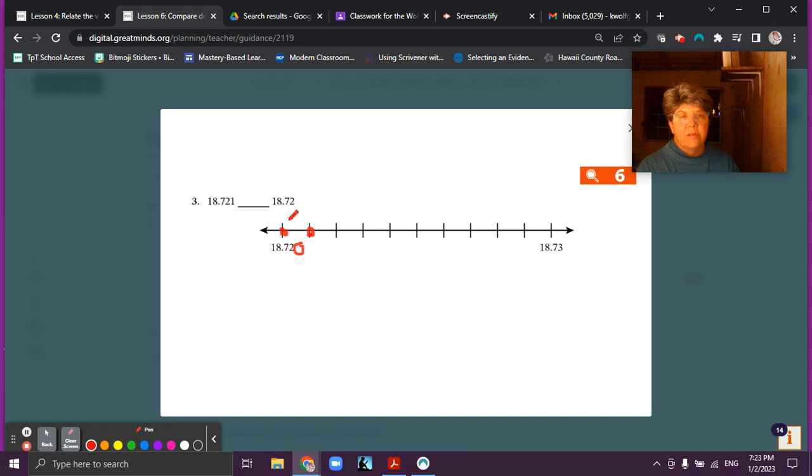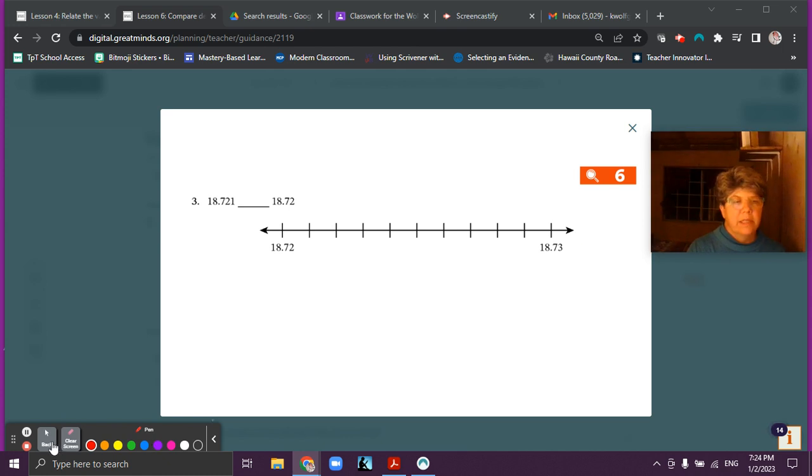So we can see that this one is smaller. So you can see that if you have 3 digits, you can add a 0 on here so that you can compare all of your digits from left to right that are the same. The other thing you can do is write them above each other so that you can compare them. We see the 1, the 8, the 7, the 2, and then a 1. So that one makes that one greater than, reading from left to right. 18 and 721 thousandths is greater than 18 and 720 thousandths, or 18 and 72 hundredths. Okay? All right, looking good. Let's go on to the next one.